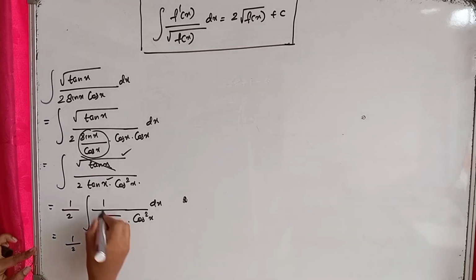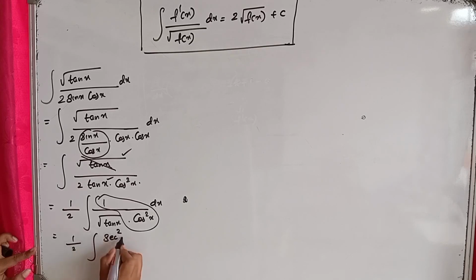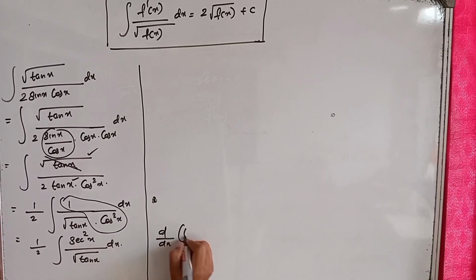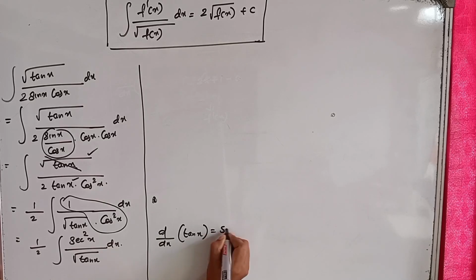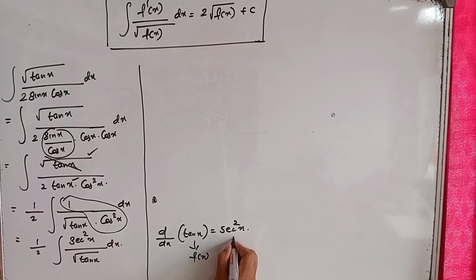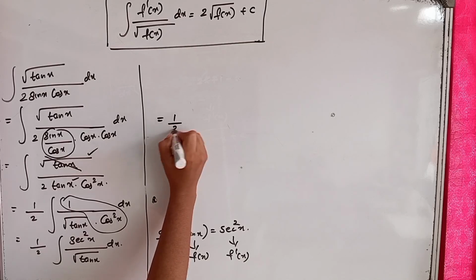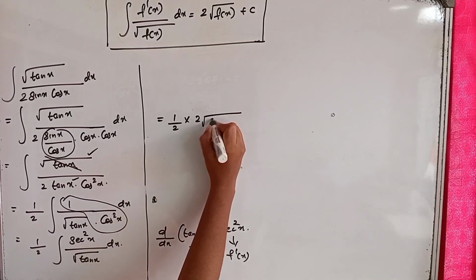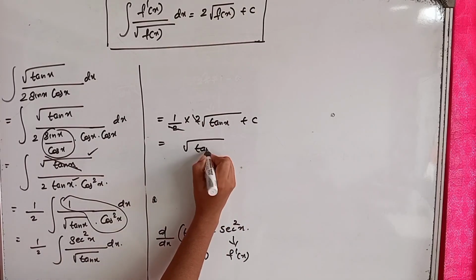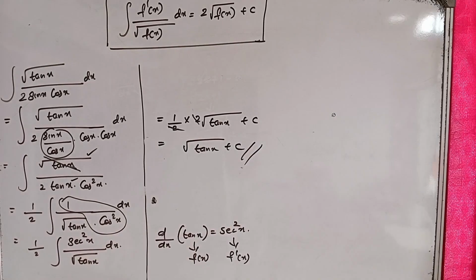It is 1 by 2 into integral 1 by root tan x, and here 1 by cos squared x is what? Sec square x. So this becomes sec square x by root tan x dx. Now we check the derivative of the denominator, d by dx of root tan x. We know that this is our numerator. So here we apply the formula integral f dash of x by root f of x dx. So the function satisfies this formula. So the answer becomes 1 by 2 into 2 root tan x plus c. The 2 cancels. After that we get root tan x plus c as the answer.